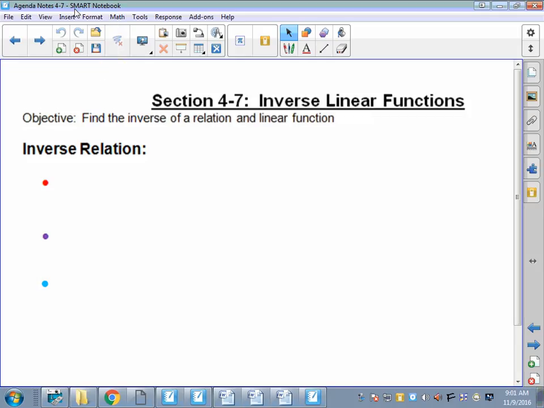Hi, everybody. Welcome to section 4.7. This is our last section in chapter 4. We're going to talk about inverse relations.